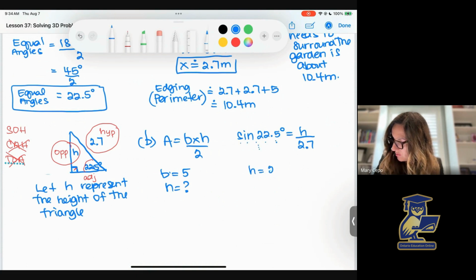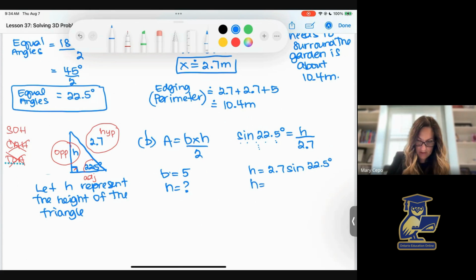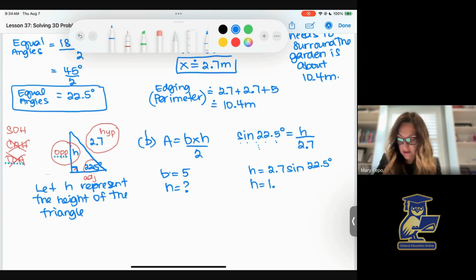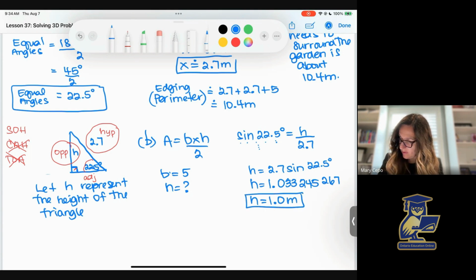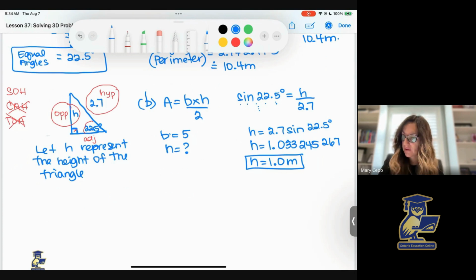So cross multiplying, H is equal to 2.7 times sine 22.5 degrees. If we round to the nearest tenth, that would be 1.0. Okay, so the height is equal to 1.0, and that would be in meters. Okay, so now that we have the height, we can figure out the area.